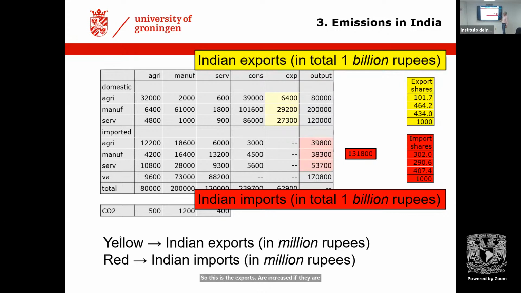And we do the same with the imports. The total imports by India is 132,000. So divide each of these numbers by 132,000, and you have the import shares.